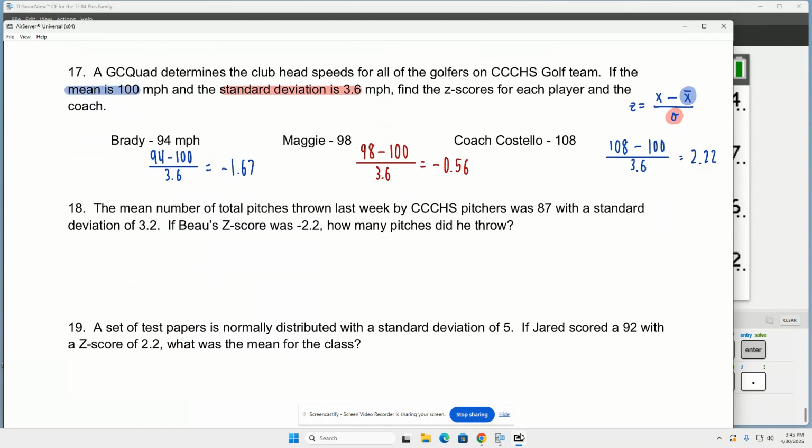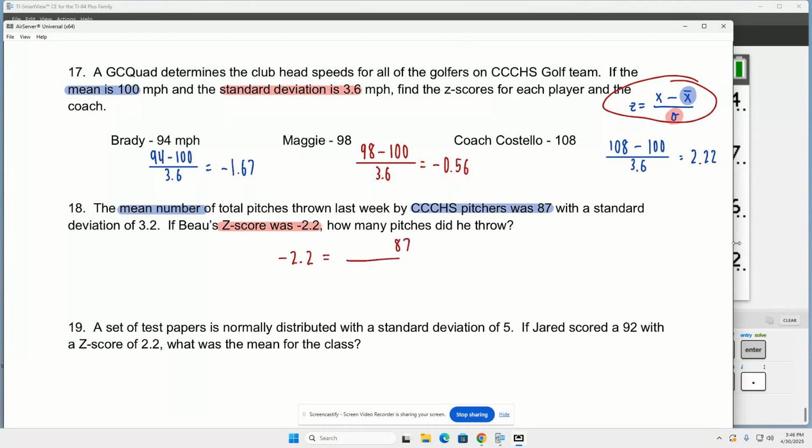18, same thing. It's the same formula anyways, and here's how I know that. I see the word z-score. But this time they give me my z-score, okay? So if you go back up to that formula we talked about just a second ago, where is that z-score? What's out front? So we're going to put negative 2.2 out front. What else did they tell me? Well, they told me that the CCHS pitchers' mean number of total pitches was 87. Where does that go? Well, mean is right here. That's where 87 goes.